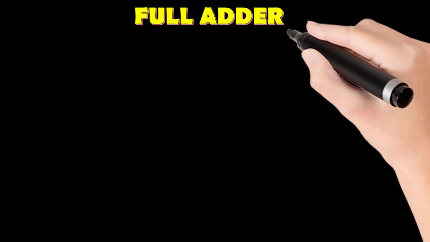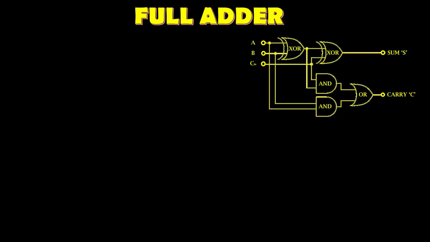In this tutorial, we are going to learn how the full adder logic circuit works. The logic circuit of the full adder looks like this. It consists of two XOR gates, two AND gates and one OR gate. It has three inputs, A, B and carry in, and two outputs, sum S and carry C.